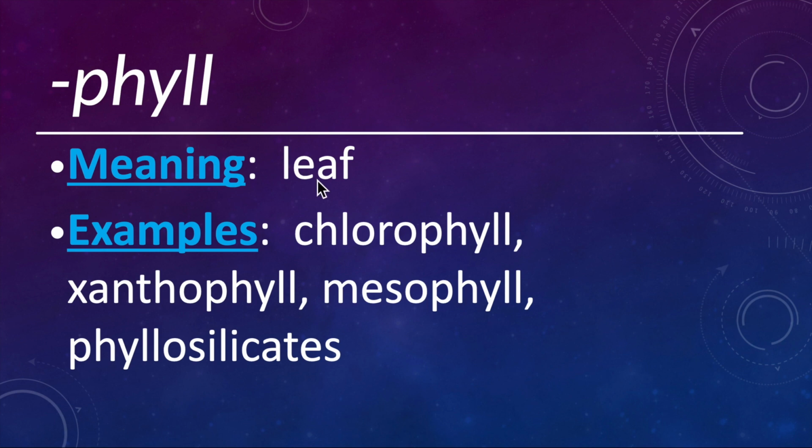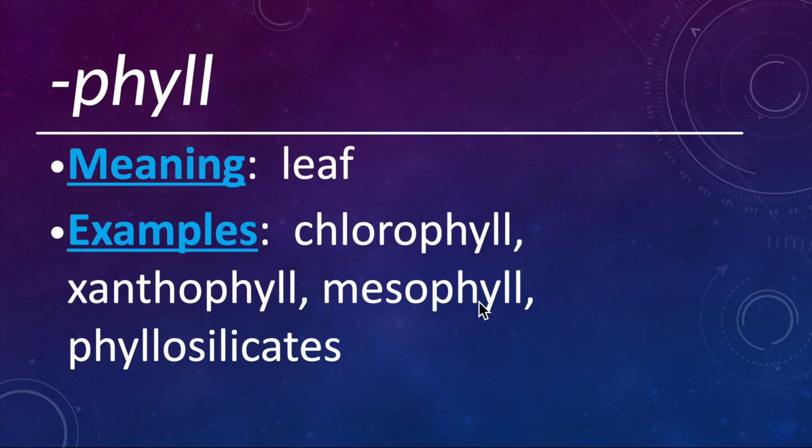Phyll means leaf. So chlorophyll is a green pigment in plants that collects sunlight and allows photosynthesis to occur. Xanthophyll is another pigment in leaves. It's actually a yellow pigment, which if you have leaves in the fall that turn from green to yellow, basically what's happening is the chlorophyll is breaking down, and then you can see the xanthophyll.